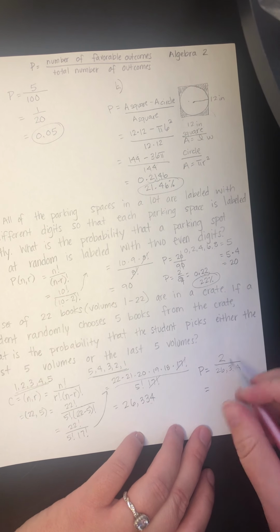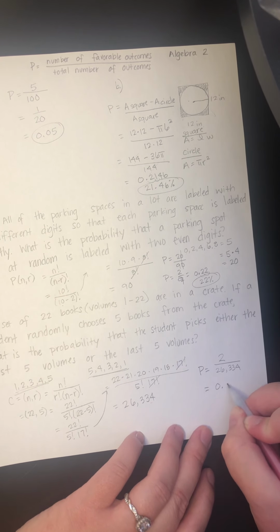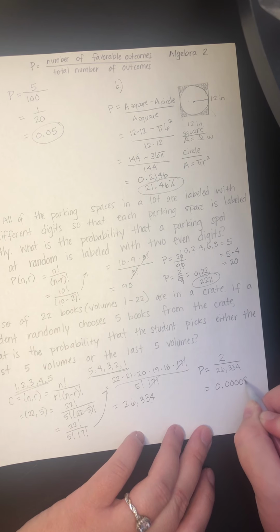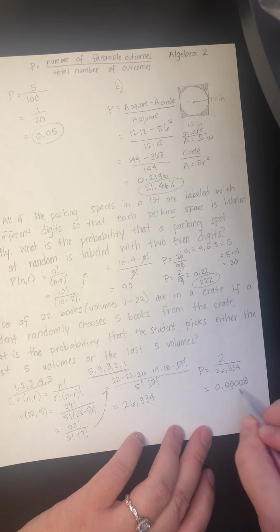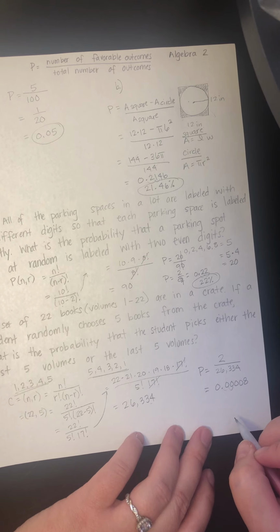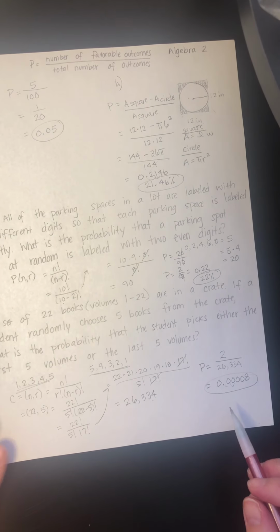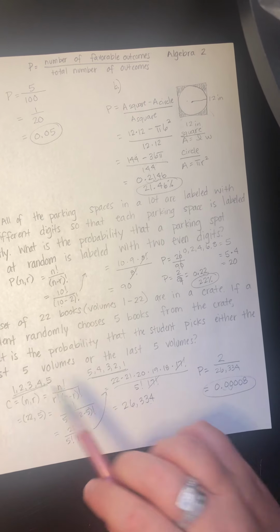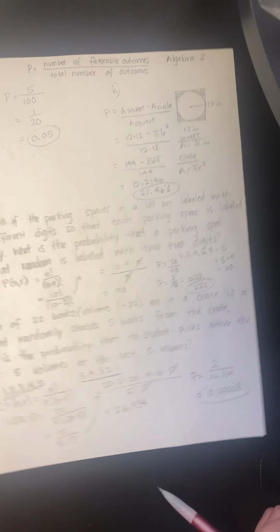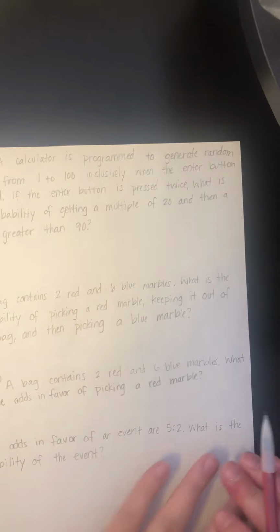You can reduce that down, and it ends up being about 0.00008. If you move it over, it's going to be 0.008%. I'm not too worried about the percentage. So that's how you'd find if you had picked the first 5 volumes or the last 5 volumes.